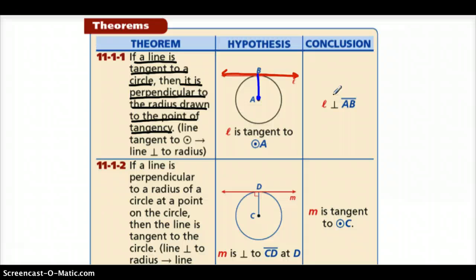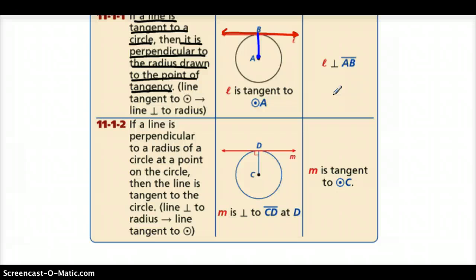Let's go ahead and kind of scroll down and look at this other one here, okay? So this other one says, again, I'll underline the hypothesis here, okay? If a line is perpendicular to a radius of a circle at a point on the circle, then the line is tangent to the circle. Okay, and so again, let's take a look at this. Okay, if a line is perpendicular to a radius of a circle, it's showing us this right here. Okay, then we conclude that the line is tangent to the circle. Okay, that this line right here, line M, is tangent to the circle.